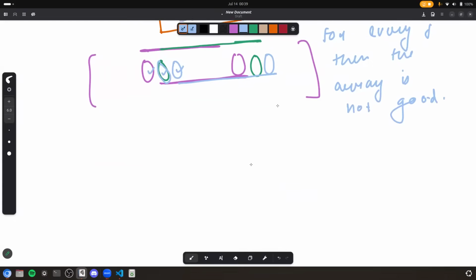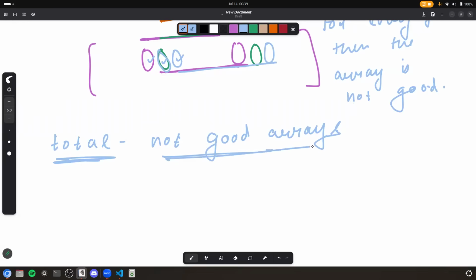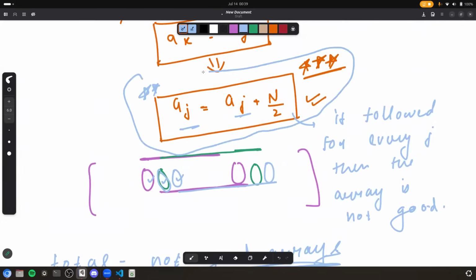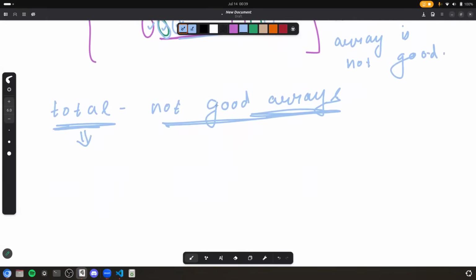So basically now we have another problem. We have simplified the problem to this: total minus the not good arrays gives the good arrays. So we are currently having two problems. First we need to calculate the total arrays that can be formed, and second we need to calculate the total non-good arrays. And we'll use this property to find the total non-good arrays. For now, let's first calculate the total arrays.